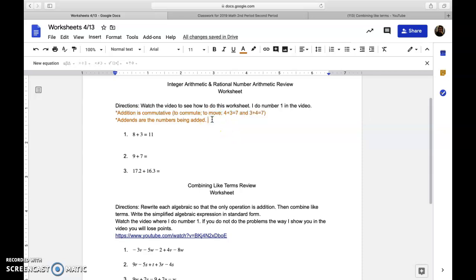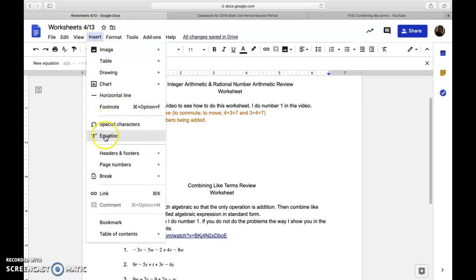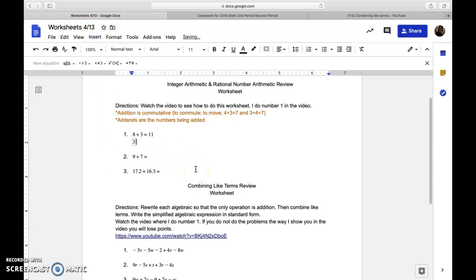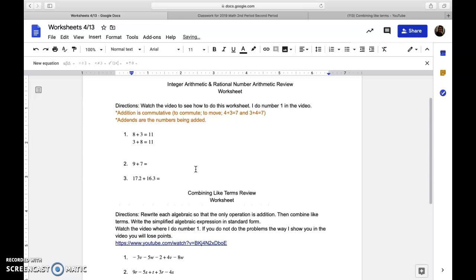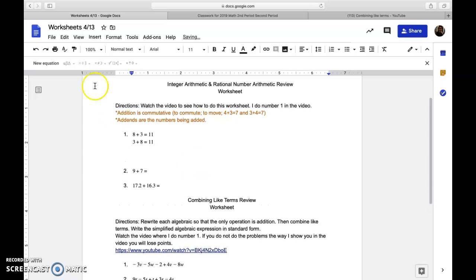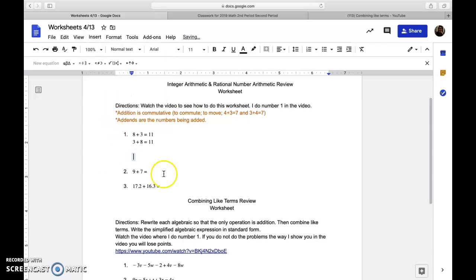So that's the first thing that you're going to do. You're going to use this property, addition is commutative. You're going to go to the second line, insert equation, and you're going to write down 3 plus 8 is equal to 11. All right. That's good. From there, you're going to move on to the negatives. If you had negative 8 plus negative 3, that would be negative 11.